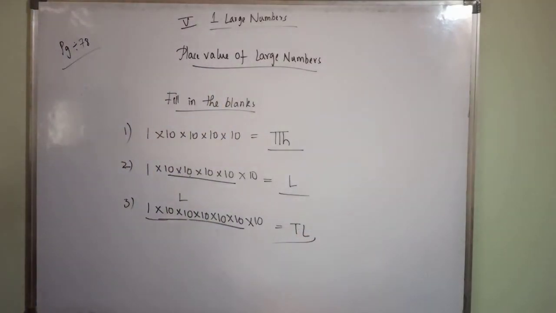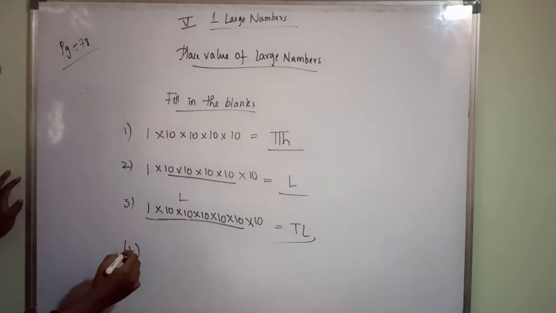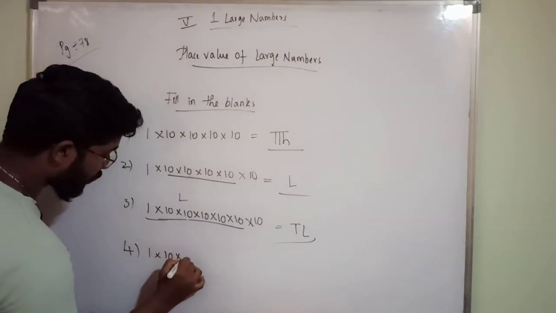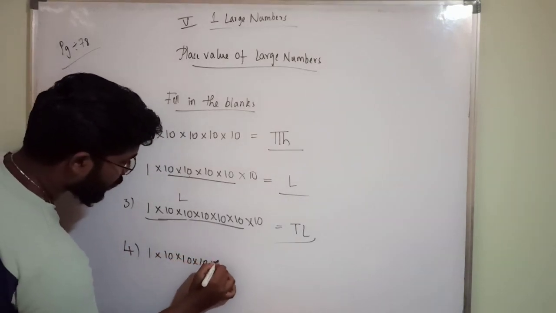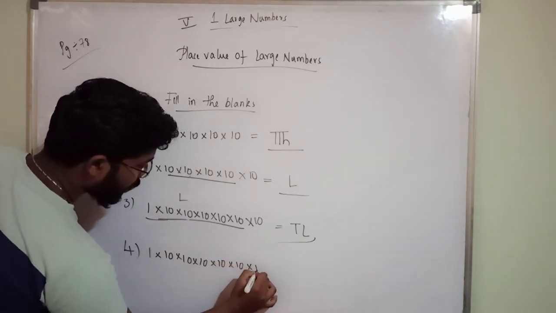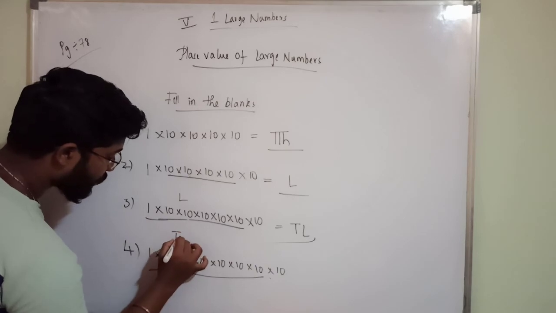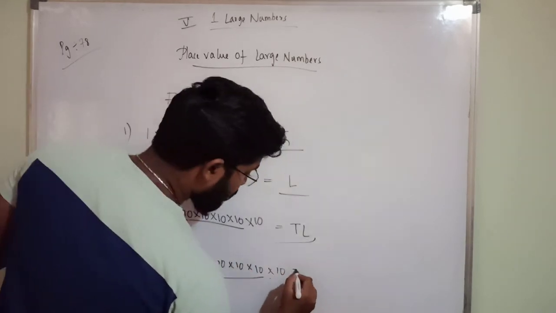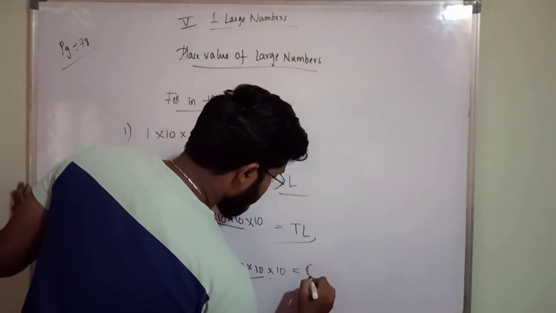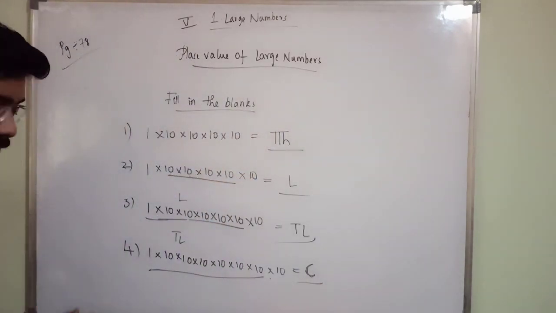Okay. So next one, fourth one. So one more 10 is added to 10 lakhs. 1 into 10 into 10 into 10 into 10 into 10 into 10 into 10. So up to here it is 10 lakhs. 10 lakhs into 10, what you will get? 1 crore. Okay, C.